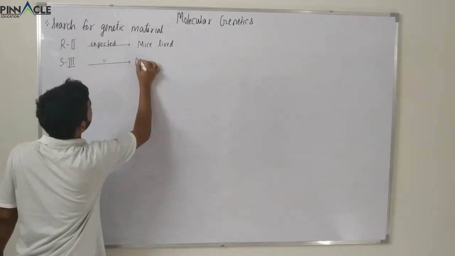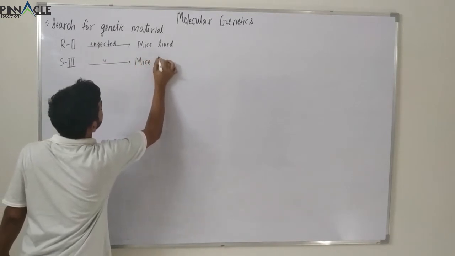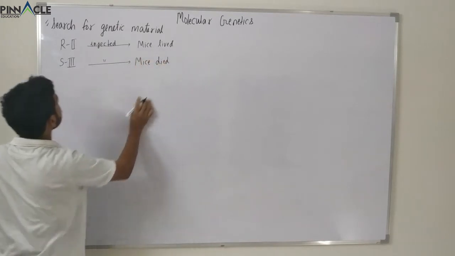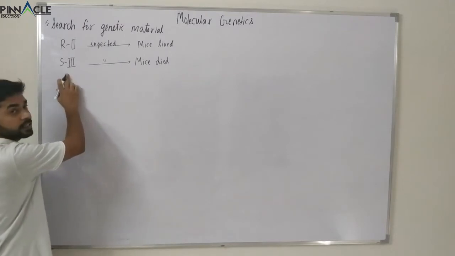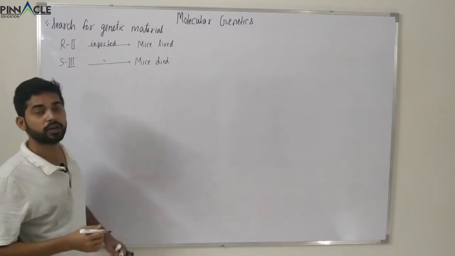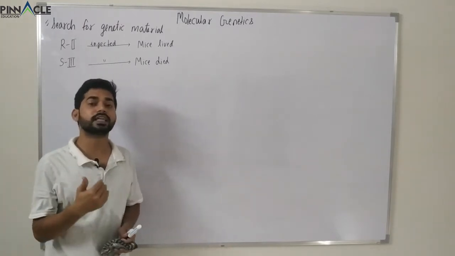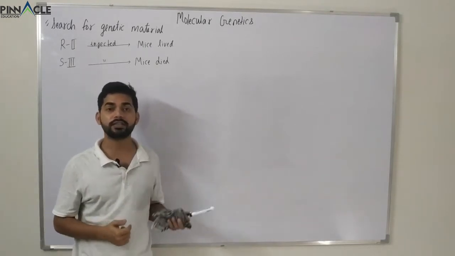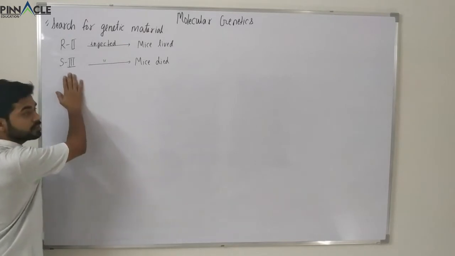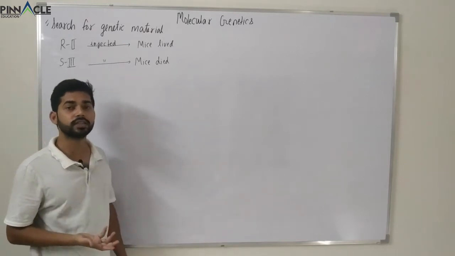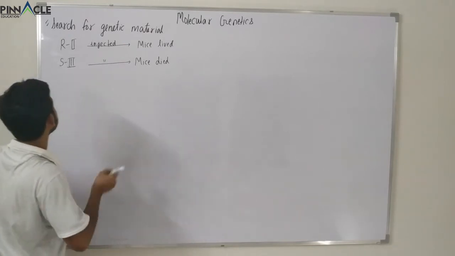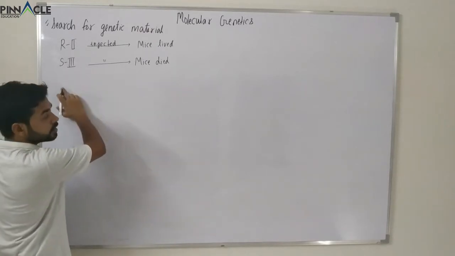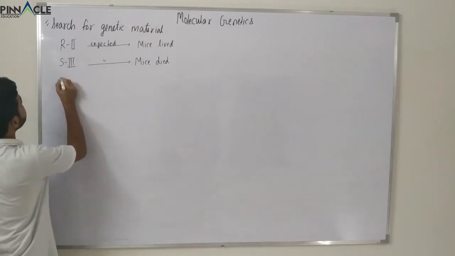then mice died. But when he injected S3 which was killed before, that is, when Griffith injected dead S3 Diplococcus bacteria into the mice, then mice did not die, because when S3 is already dead, how can it cause any disease? So when S3 was injected in the heat killed form, mice lived.